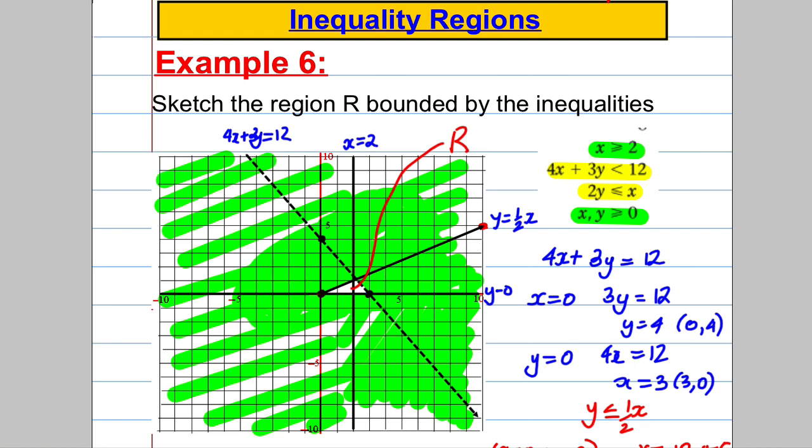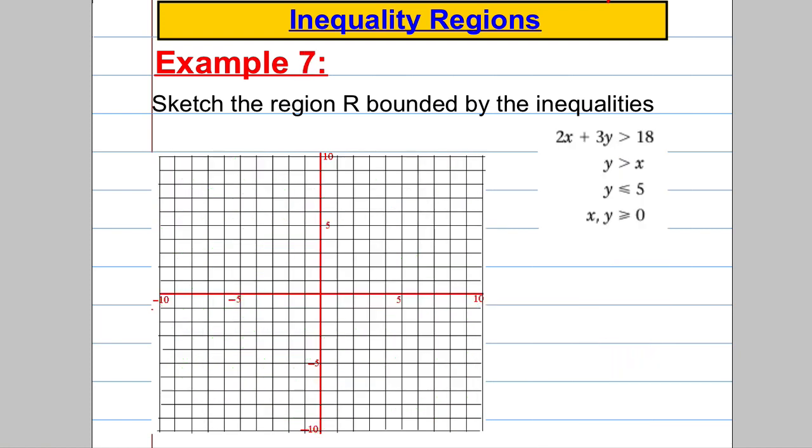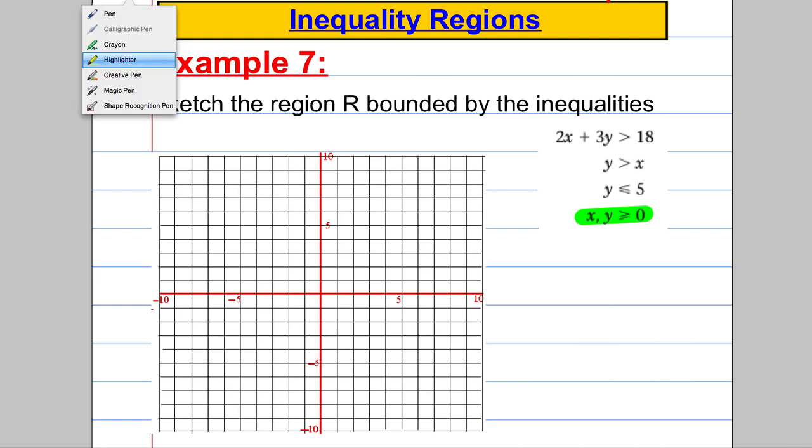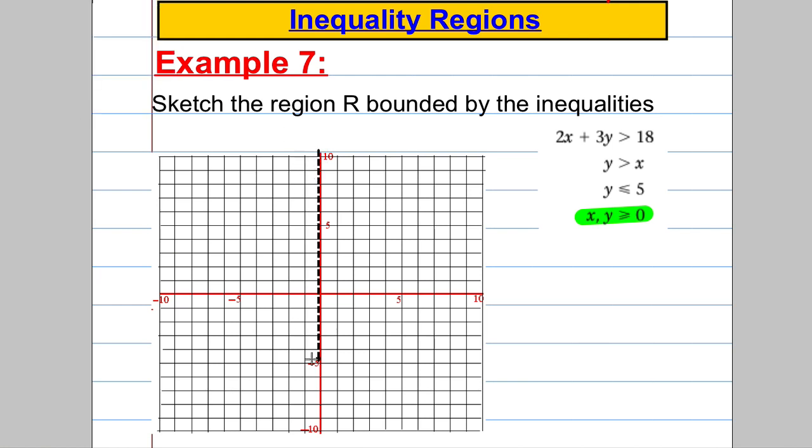Right, let's have a go at another one. This one here. Let's do the easy one first of all, the bottom one maybe. We should start off there. We want x bigger than or equal to 0 and y bigger than or equal to 0. So we're going to draw the line x equals 0. We want a full line here. So we're going to draw the line x equals 0 and we're going to draw the line y equals 0.